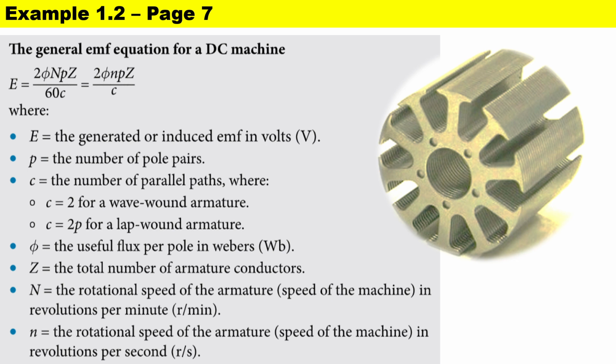To calculate the EMF, it is the generated EMF in volts, small letter p, number of pole pairs, C is the number of parallel paths. If it's wave wound, C is equal to 2. If it's lap wound, C is equal to 2 times the number of pole pairs. The flux measured in Weber. Z is the total number of armature conductors. N is the speed in revolutions per minute.